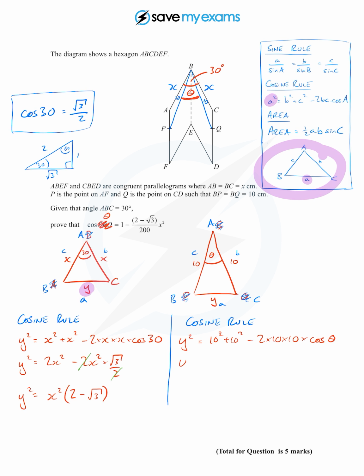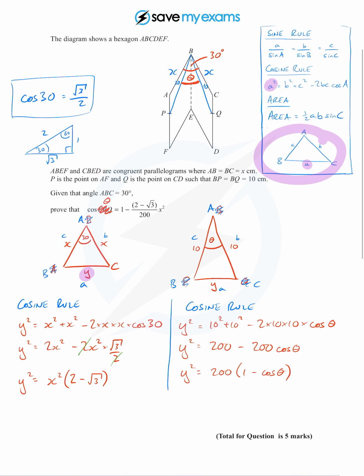Sorting this out, we get y squared equal to 10 squared is 100, plus another one is 200, minus 2 times 10 times 10 is also 200, times cos theta. Now let's factorize this as I did with the other one, and take the 200 out, and I get 200 times 1 minus cos theta. Looking at these two expressions, they're both y squared equals, so I can just make the right-hand sides equal.